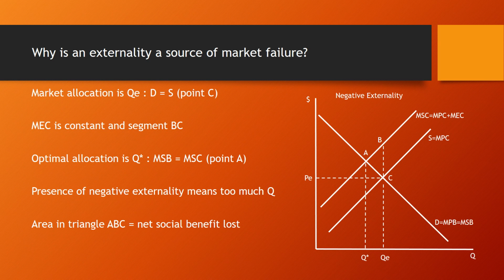Actually, we see more than this. We can also say that with a negative externality, the perfectly competitive market allocation will produce too much output. In terms of efficiency, the market, in other words, goes too far. It goes beyond the quantity at which net social benefit is maximized. And the area in the triangle ABC shows us the net social benefit lost to the community because the perfectly competitive market fails to produce Q star when there is a negative externality.